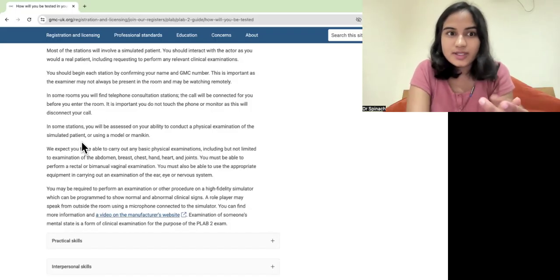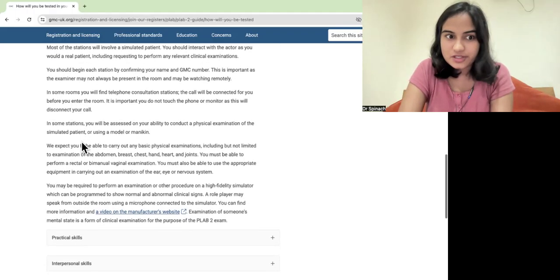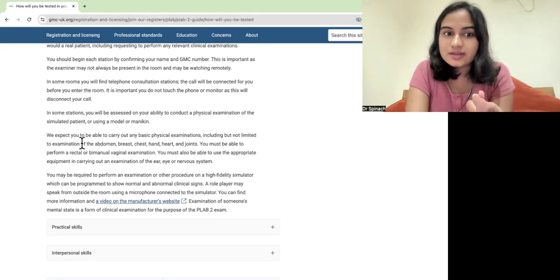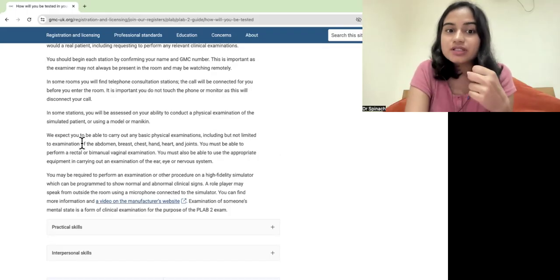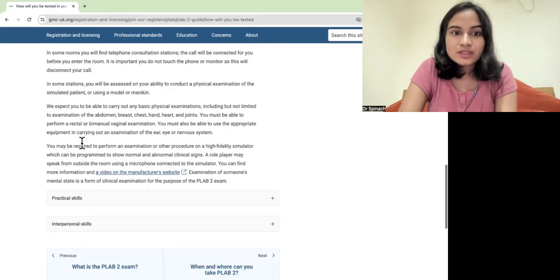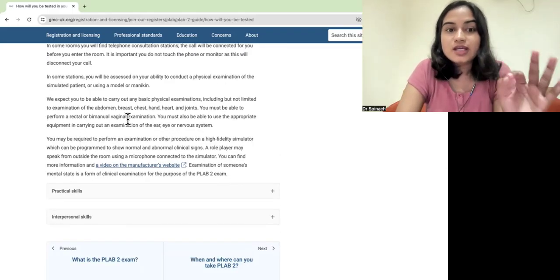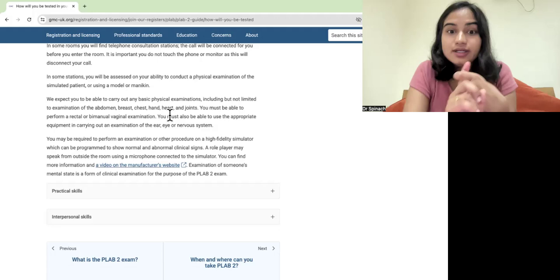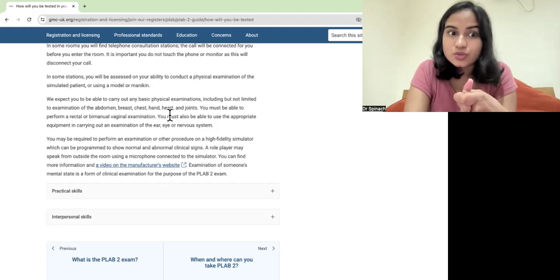Now, from here, we understand what the clinical examinations are. On day one, you will be assessed on your ability to conduct a physical examination of the simulated patient or using a model or a mannequin. They expect you to carry out any basic physical examination, including but not limited to the examinations they are covering here: abdomen, breast, chest, hand, heart, and joints.